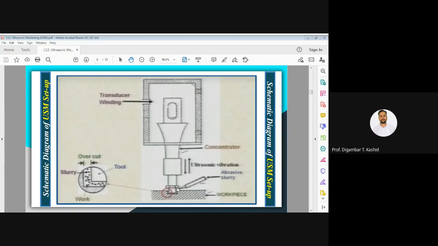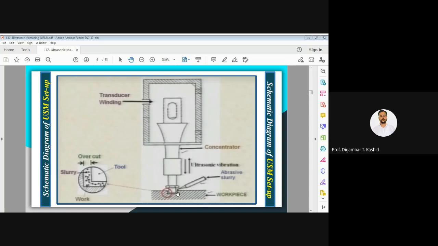In between that small gap, we have to give an abrasive slurry. You can see here, and here also. Then the workpiece is there. So there is a tool, and thousands of abrasive particles are under this tool. Now when this tool is vibrating, let us assume that due to the vibration of the tool, it will hit the abrasive particle, and this abrasive particle goes and hits your workpiece with a high kinetic energy.